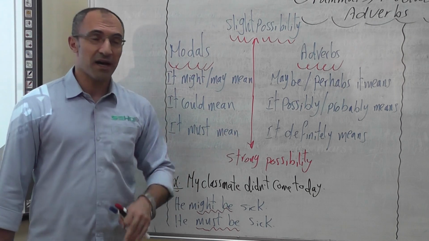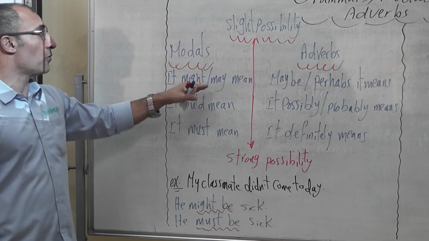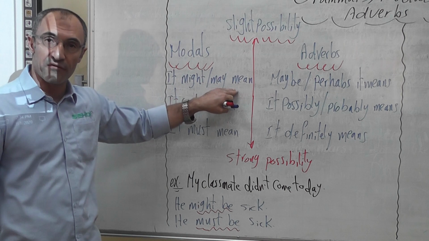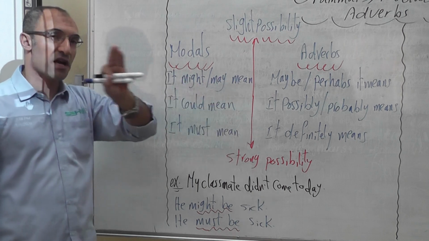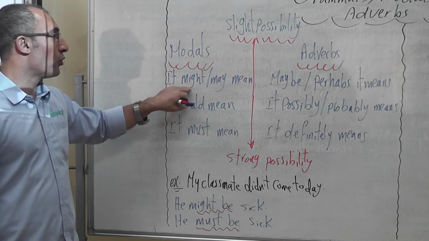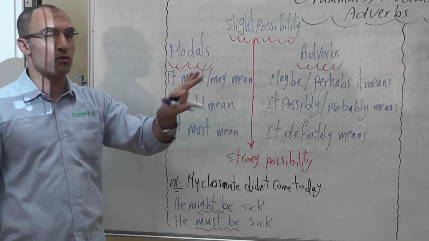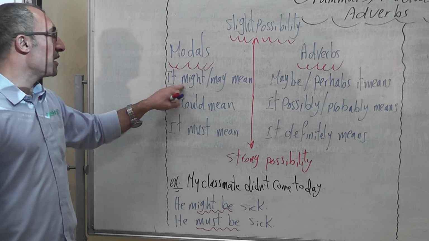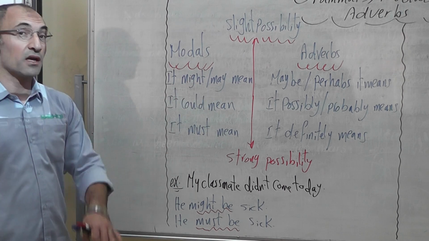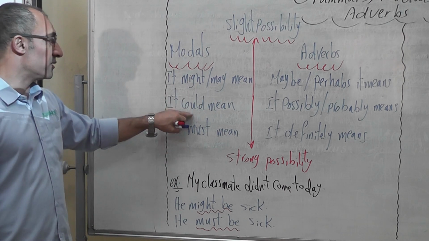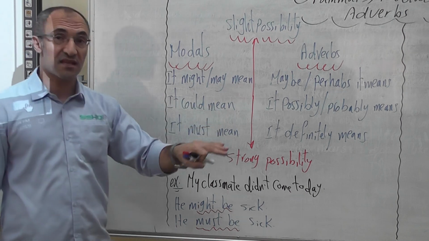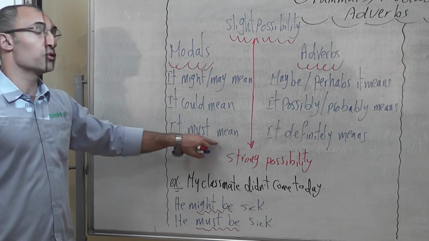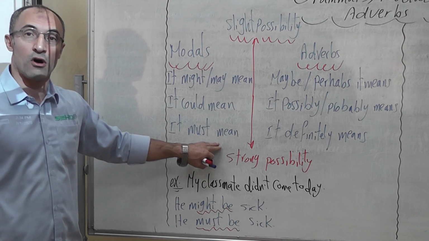Okay, bear in mind that using might or may, they should be followed with the base form of the verb. I mean the infinitive. So never say it might or it may means. No. The infinitive form of the verb should come after might or may. It's the same case with could. It could mean. Don't say it could means. Again, must should be followed with the base form of the verb.